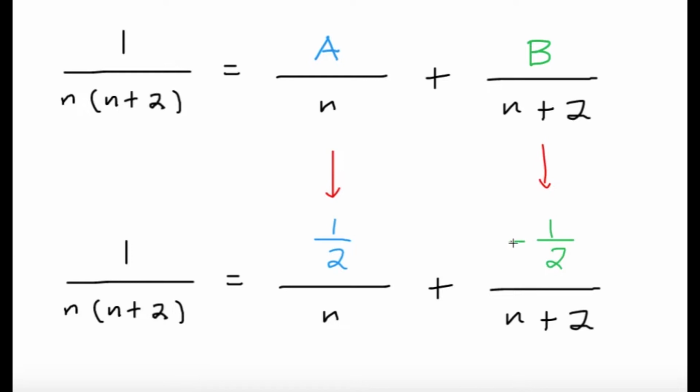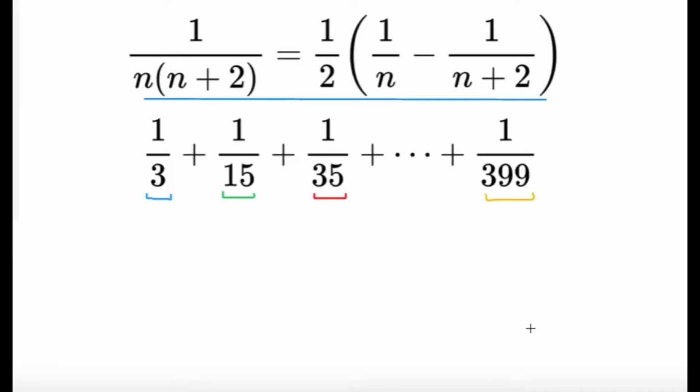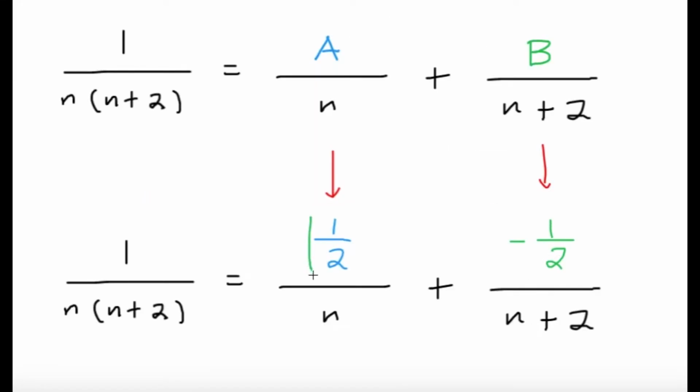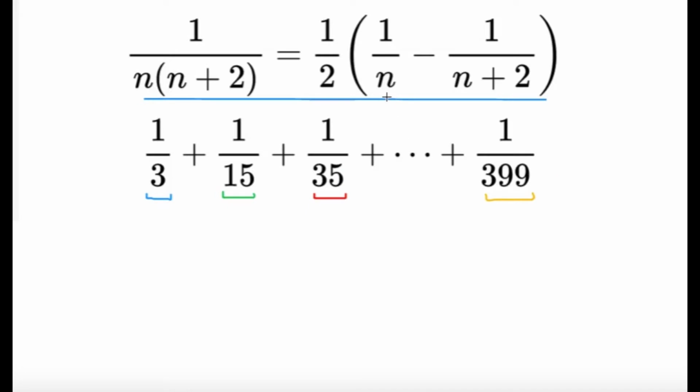Since a is 1/2 and b is -1/2, we're going to have this. Now, just simply factor the 1/2 out. Factor out the 1/2 here and the 1/2 here, and I'm going to end up with 1/2 times 1 over n minus 1 over n plus 2. So that's how you decompose fractions. Alright, so we're going to use this in solving this item.